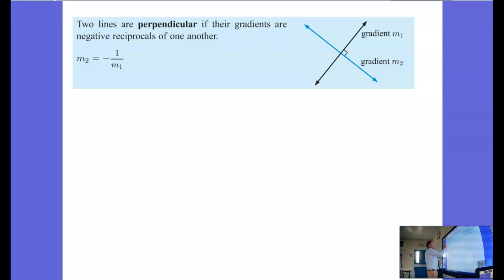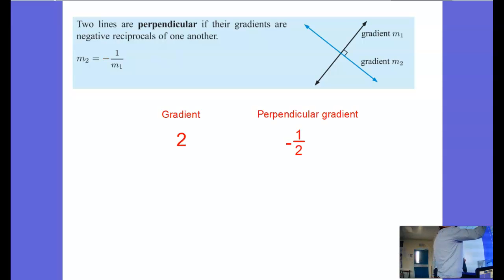Well, negative, we know, that's just stick a minus in the front, or make it negative if it's positive, positive if it's negative. The reciprocal is 1 divided by the number. It's basically do 1 divided by the original gradient and then make it into a negative to find that. Let's look at some examples. This will make it clearer.